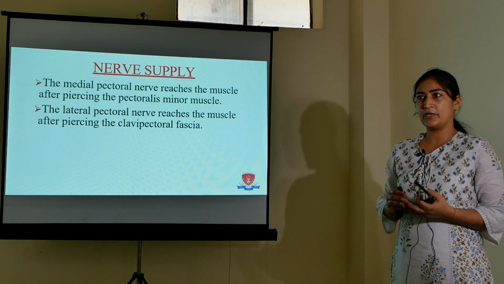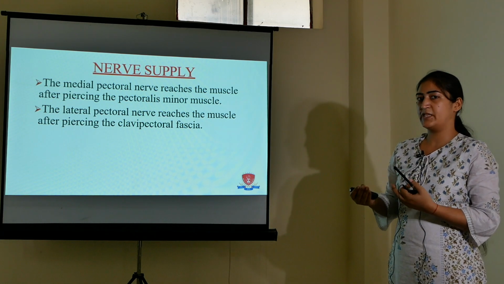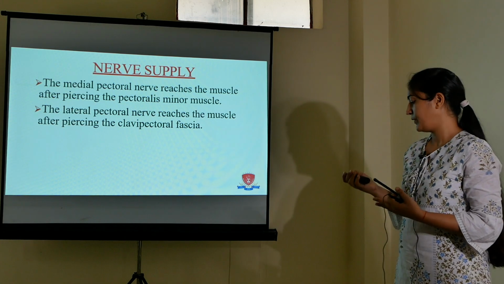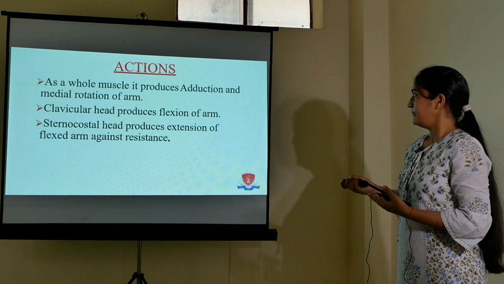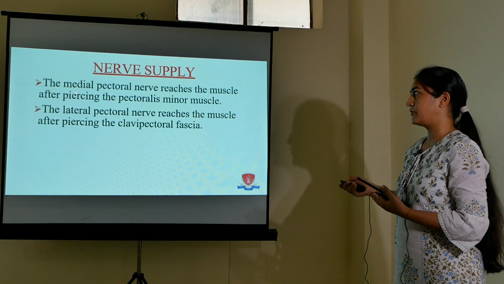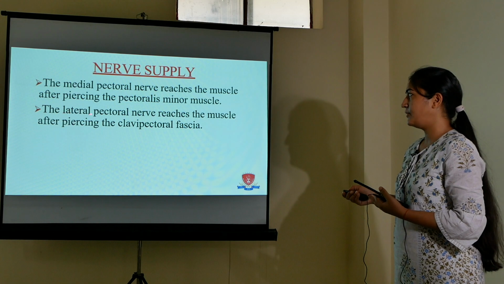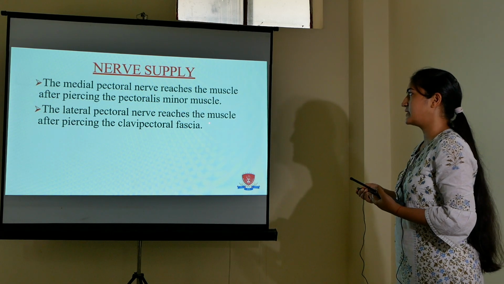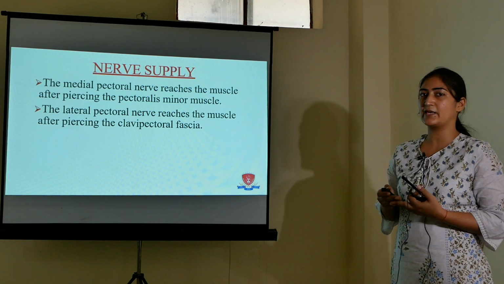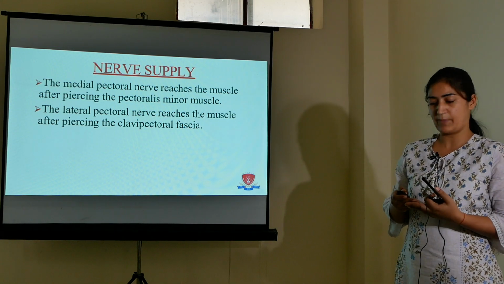The pectoralis major is lying over the pectoralis minor muscle. So the medial pectoral nerve will pierce the pectoralis minor muscle, and then it will reach the pectoralis major, while the lateral pectoral nerve will reach the muscle by piercing the clavipectoral fascia, which is lying between the clavicle and the pectoralis minor.